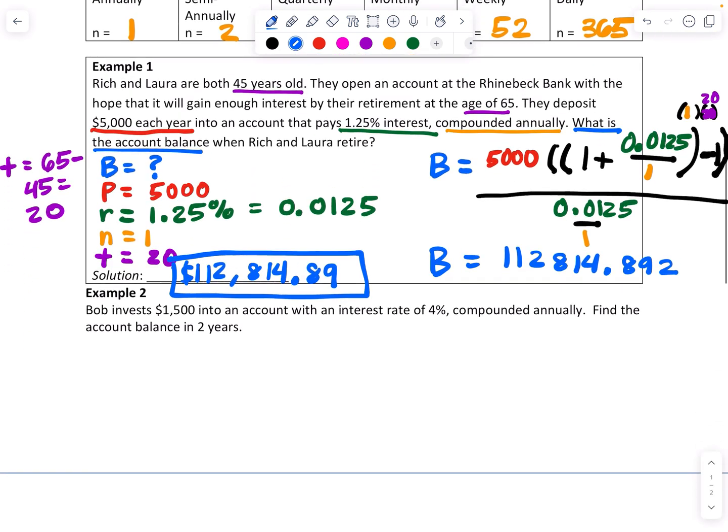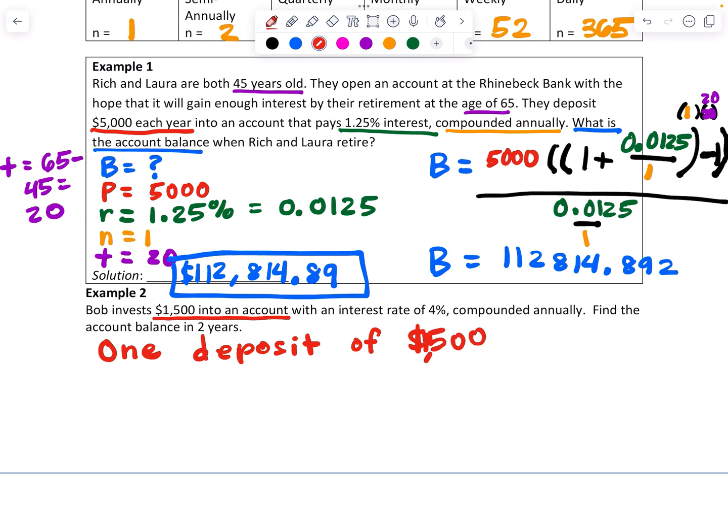All right, next example. Bob invests $1,500 into an account with an interest rate at 4% compounded annually. Find the account balance in 2 years. Okay, pay attention right here. It says he's investing $1,500 into an account, period. He's not doing it over and over again. He is just investing that $1,500 one time. So one deposit of $1,500. It's not a repeated deposit.